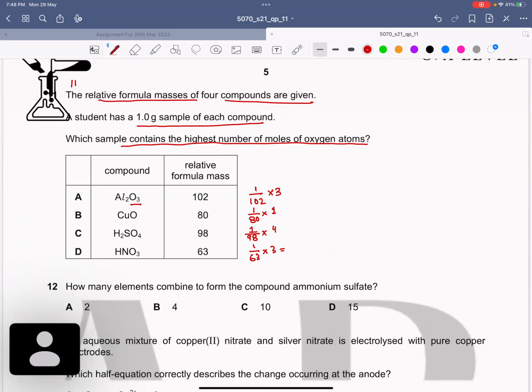You can do the calculation. You will find out where you are getting the greater value. So the greater value would be for this one. So A, B, and C go wrong, and D will be your correct answer. Is this clear to everyone? Yes.